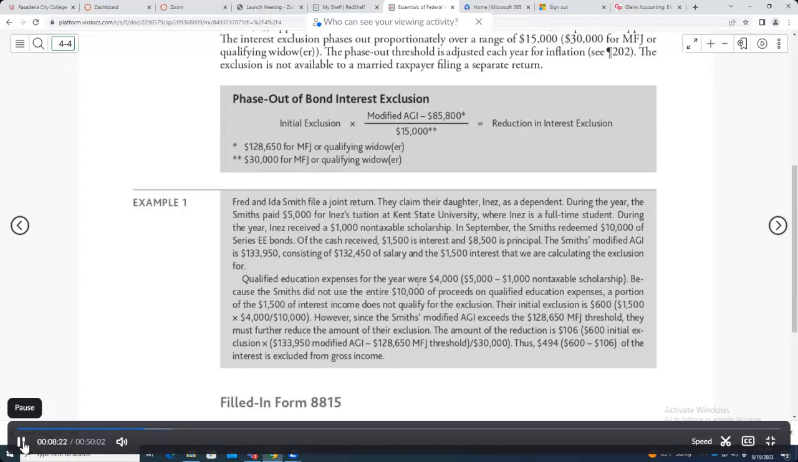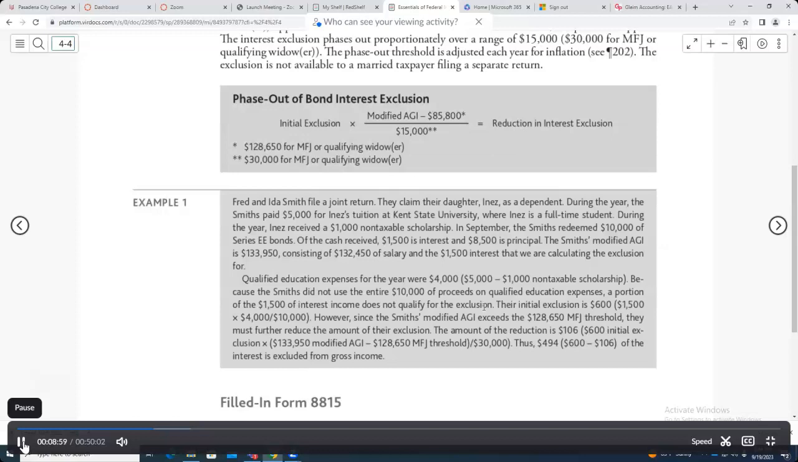Qualifying education expense for the year was $4,000. Why? Because $5,000 education expense minus $1,000 non-taxable scholarship, that left only $4,000. Because the Smiths did not use the entire $10,000 of proceeds on qualifying education expenses, a portion of that $1,500 of interest income does not qualify for exclusion.